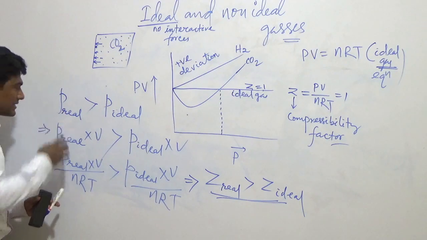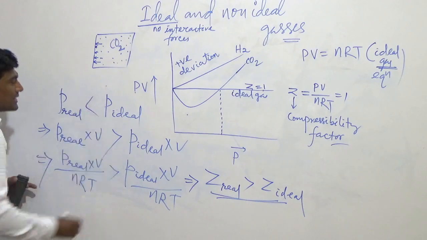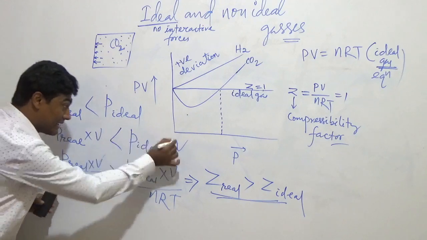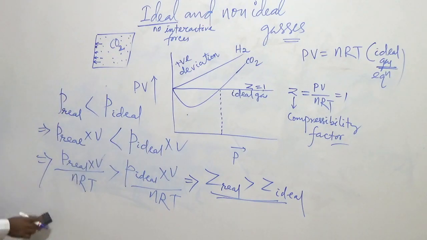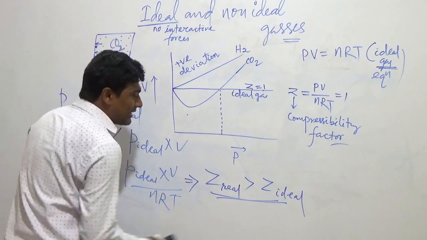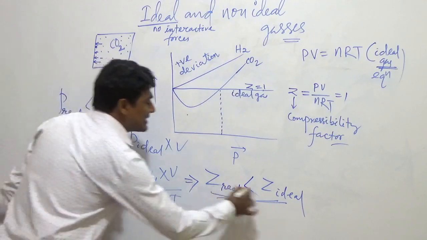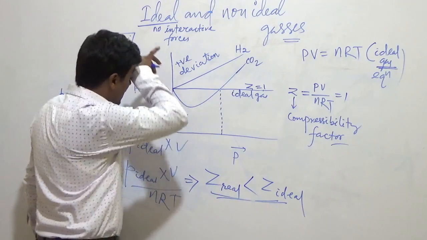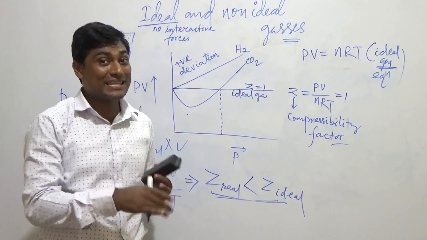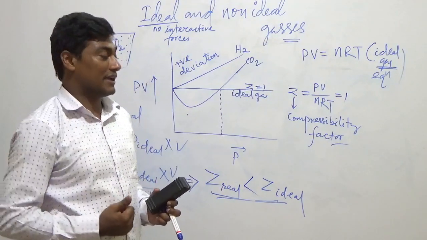P real is now less than P ideal. Since P real is less than P ideal, P real V is less than P ideal V. So now P real V by nRT is less than P ideal V by nRT. So Z real is less than Z ideal. So this is called the negative deviation. So see, this is what makes a gas show positive or negative deviation.